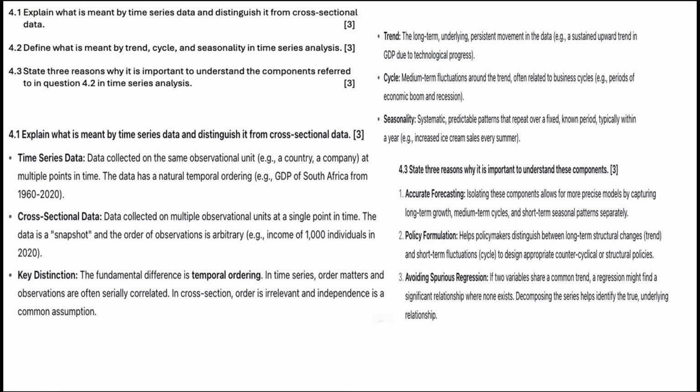Explain what is meant by time series data. I have done that in the theory, but again, it is data collected on the same observational unit at multiple points in time. Cross-sectional data is data collected on multiple observational units at a single point in time. The data is a snapshot and the order of observations is arbitrary, like the income of 1,000 individuals in 2020. Whereas time series is data collected on the same observational unit, such as a country or a company, at multiple points in time.